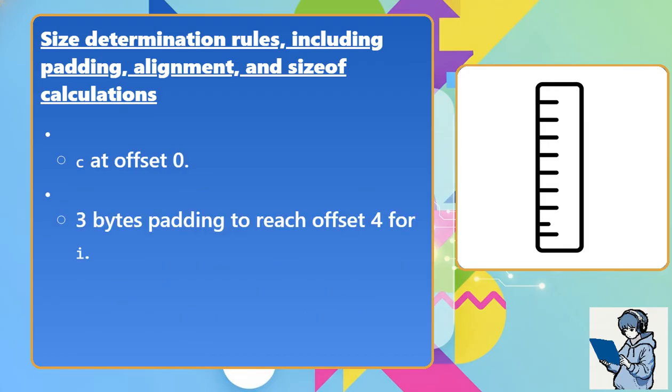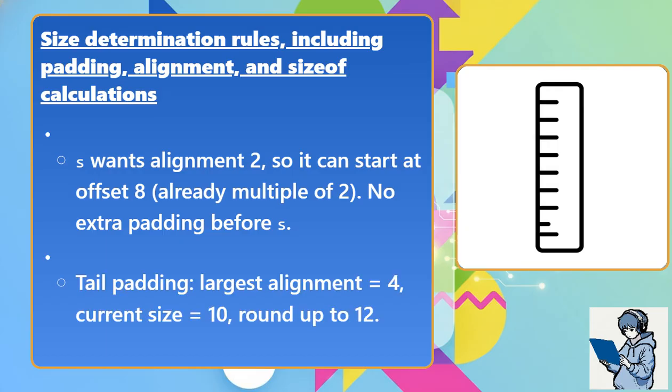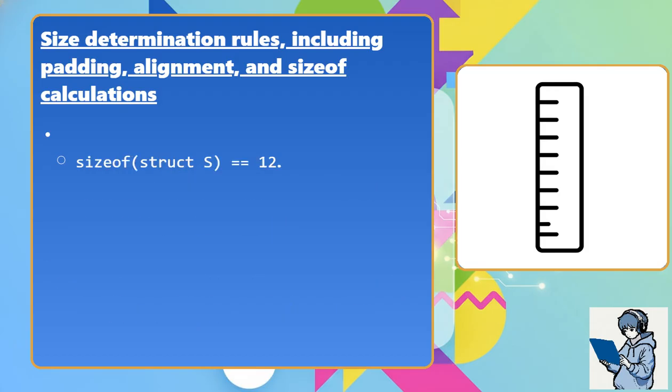3 bytes of padding to reach offset 4 for i. i occupies bytes 4 to 7. s wants alignment 2, so it can start at offset 8, already a multiple of 2, no extra padding before s. Tail padding: largest alignment equals 4, current size 10, round up to 12. Size of struct S equals 12.